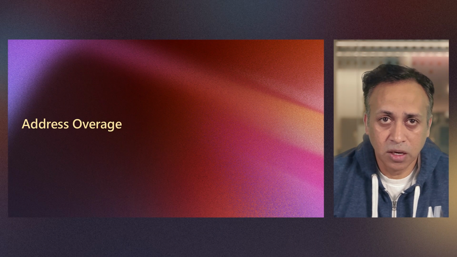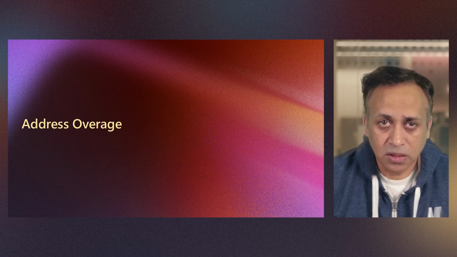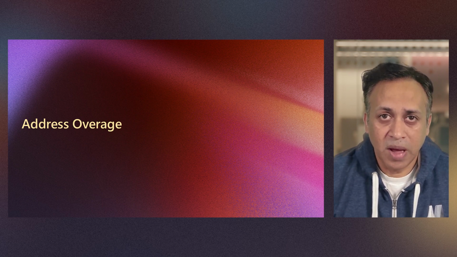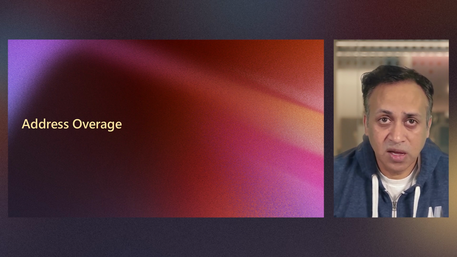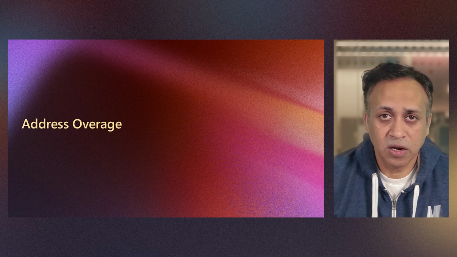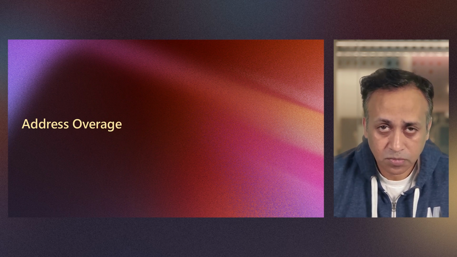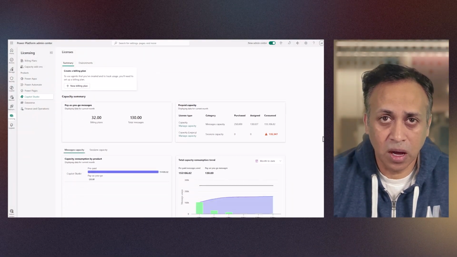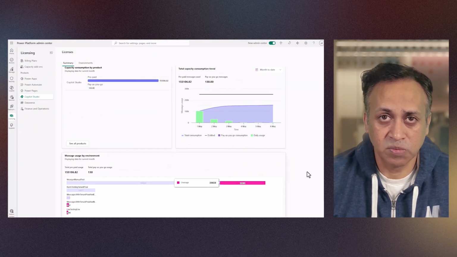Usage can spike during certain seasons or business cycles. As an admin, it is important to plan ahead. If your prepaid capacity runs out and there is no pay-as-you-go plan set up as a backup, agents will stop responding. That is why it is essential to monitor usage proactively and set up fallback billing plans in advance. You don't want to find out enforcement kicked in only after users start reporting failures. Planning ahead helps ensure uninterrupted service and a better user experience.